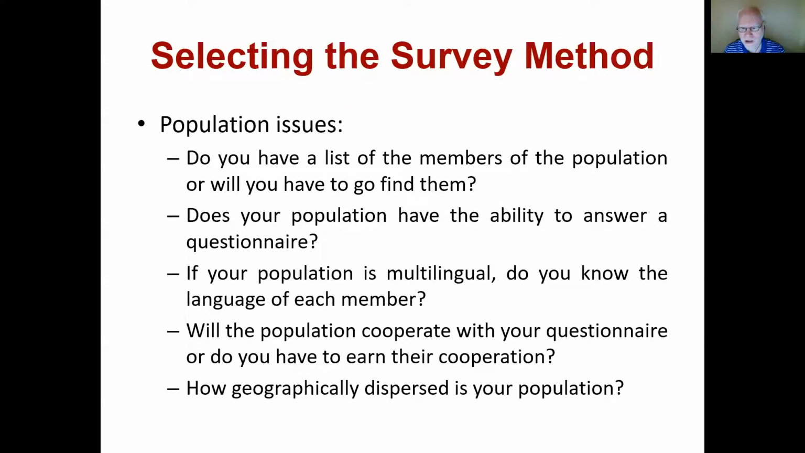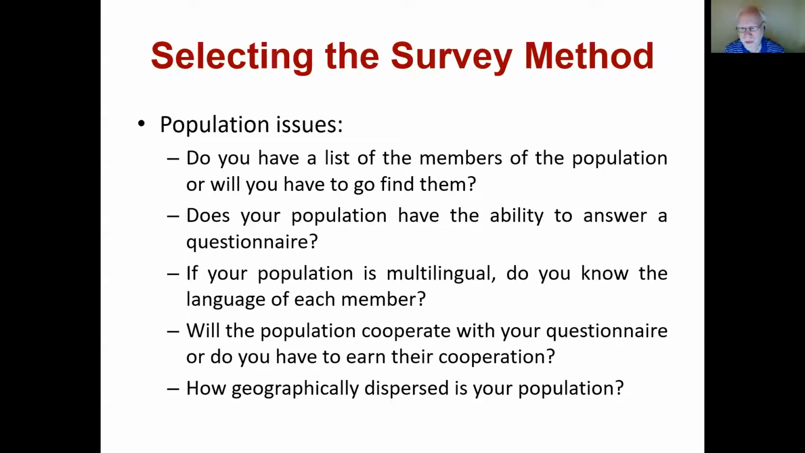So, population issues. Do you have a list of the members of the population, or do you have to go find them? If you have a list of the members of the population, you can just mail them a survey or send them an email or something like that. But if you have to go find them, if you don't know who these people are who are members of your population, then you have to go out and find them. And so, for example, an email or a mail survey probably wouldn't be appropriate.